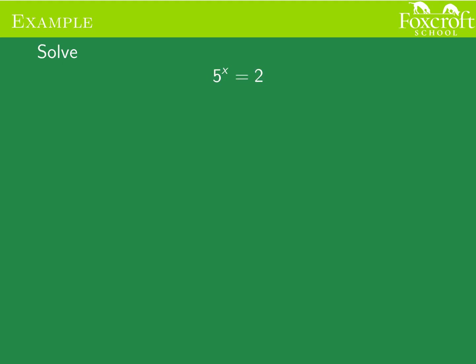All right, solve 5 raised to the x equals 2. We want to solve for x, but we can't right now because it's in the exponent. But because this is an exponential equation, I can rewrite it as a logarithm equation. Log base 5, because that's the base of the exponential. The answer for the exponential goes inside the log. The exponent of the exponential goes over here. So now I know x is log base 5 of 2.